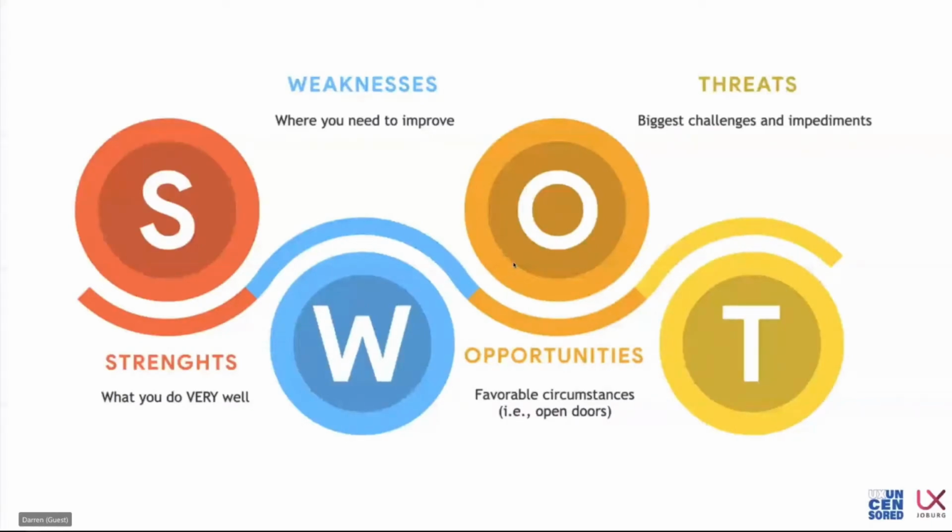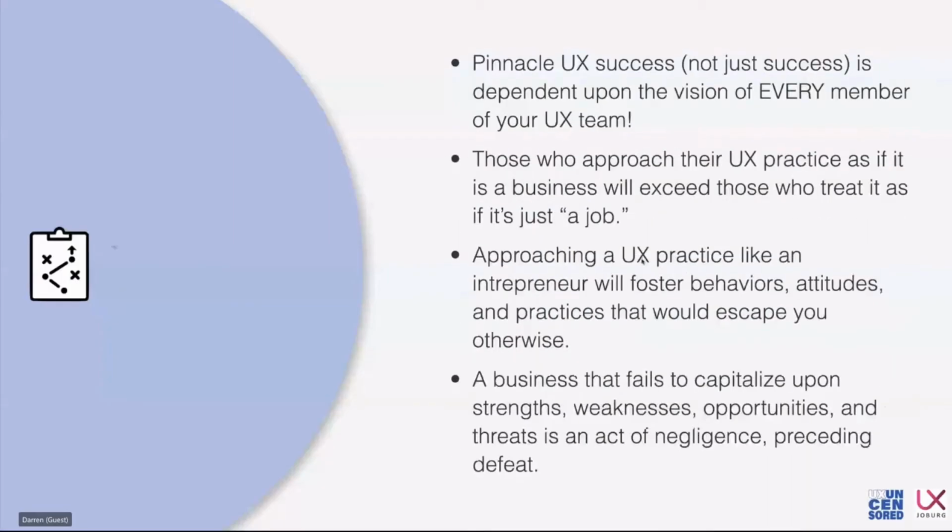Work on getting better. Don't just see a weakness and then do the wrong thing. See it, attack it. Opportunities. Where are the favorable circumstances? Where are the open doors for your team? Identify them and make sure you take advantage of them and walk through them, because they could close if you don't. And then lastly, threats. What are your biggest challenges and impediments that your team faces? Because when you identify your strengths, your weaknesses, your opportunities, and your threats, it gives you an opportunity to now step forward and manage those things and achieve victories.